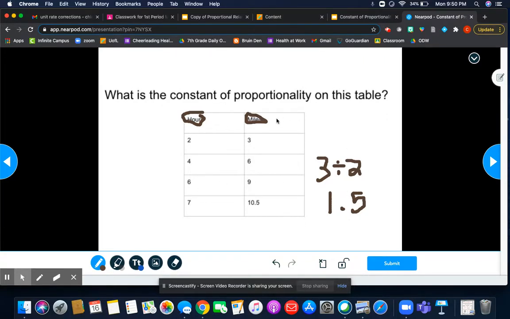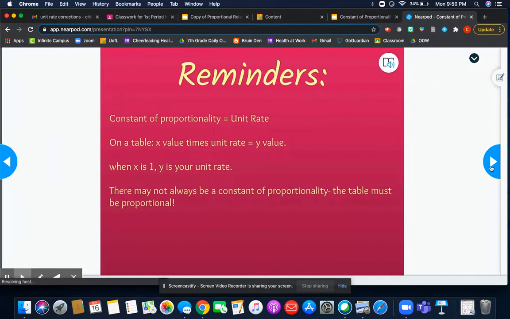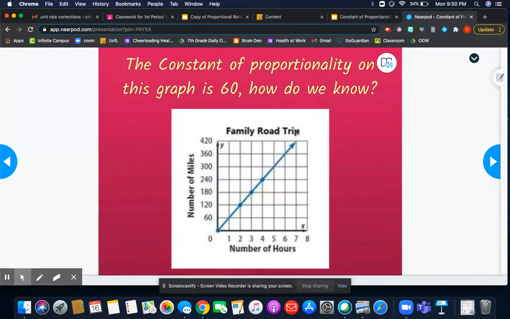So we take our y value and divide that by our x value, which also leads us into how we're going to determine graphs. So this one tells us our COP is 60. Again, we're looking for our unit rate. So down here for 1 unit, it's right across at 60. We also, as we just talked about, can take our y value divided by x. 120 divided by 2 is 60.